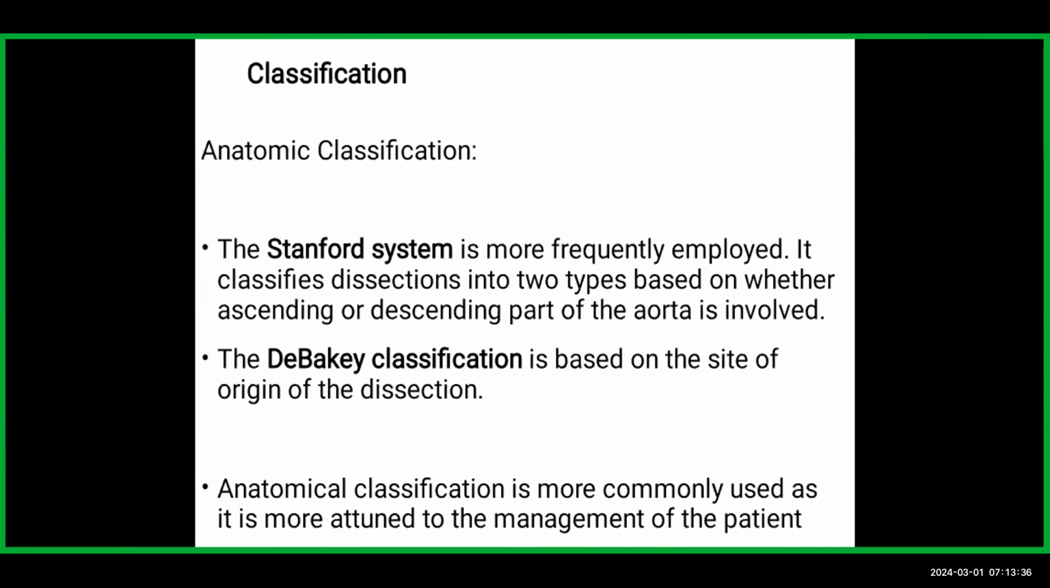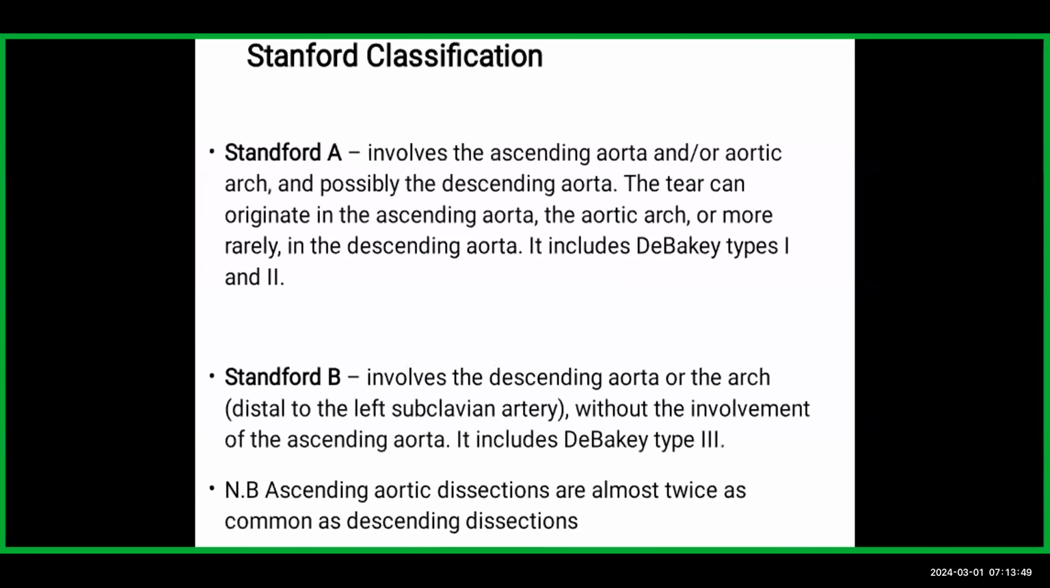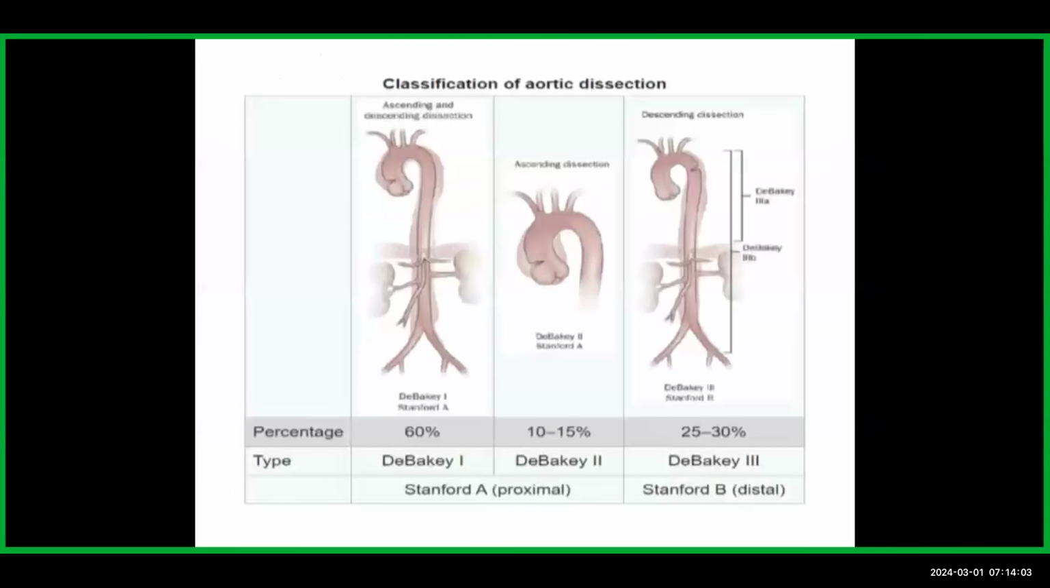For the other classification, the more common one, they use the Stanford system and the DeBakey classification system. The Stanford system is divided into Stanford A and B. For the Stanford A, I think there's a picture that will be easier to describe it. Can we just go to this picture? Yes, thank you very much. This just summarizes the classification of aortic dissection using the Stanford and the DeBakey classification.